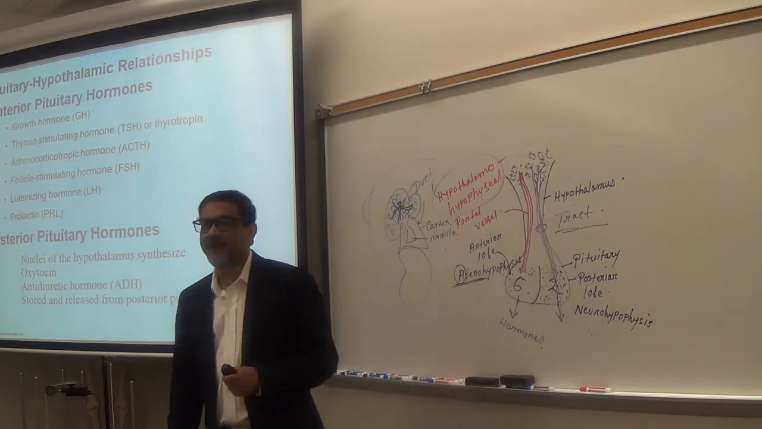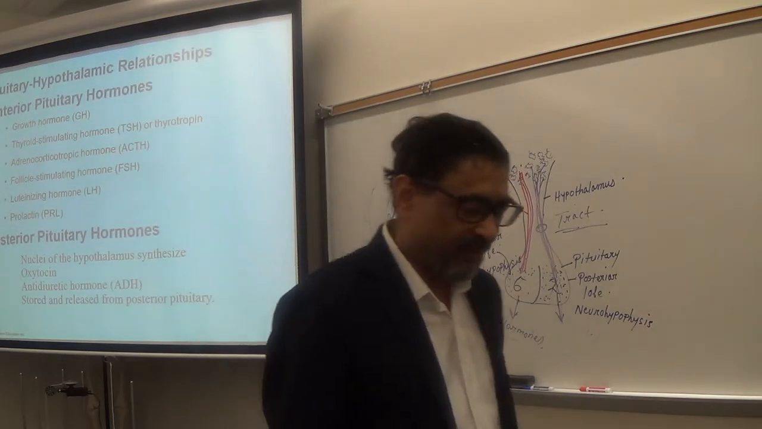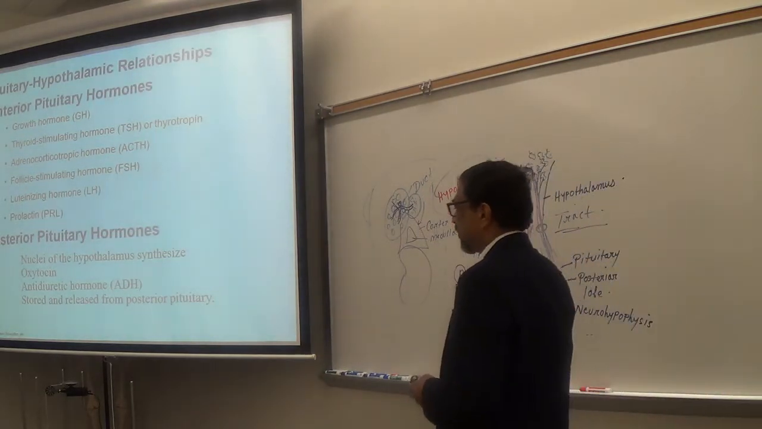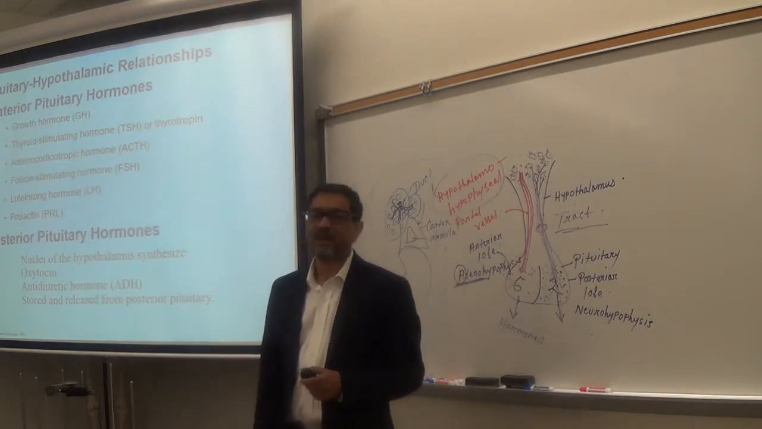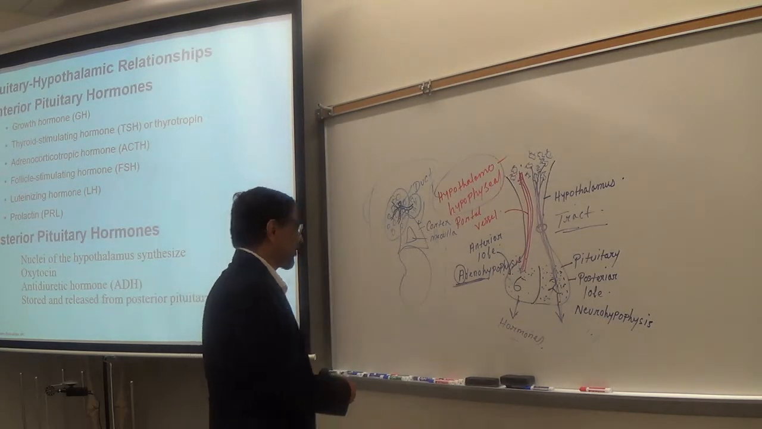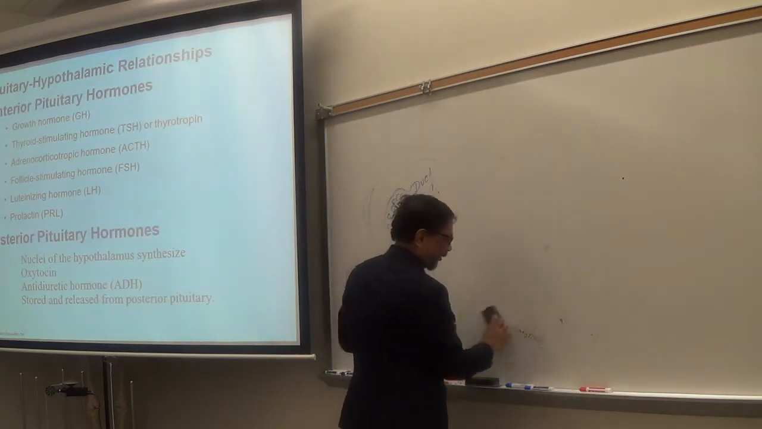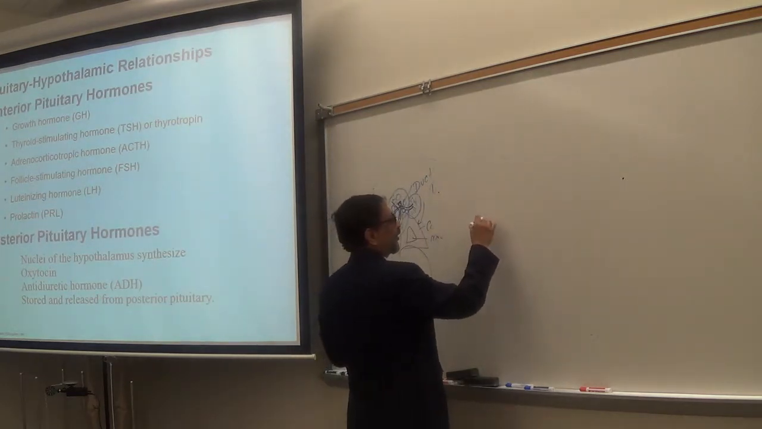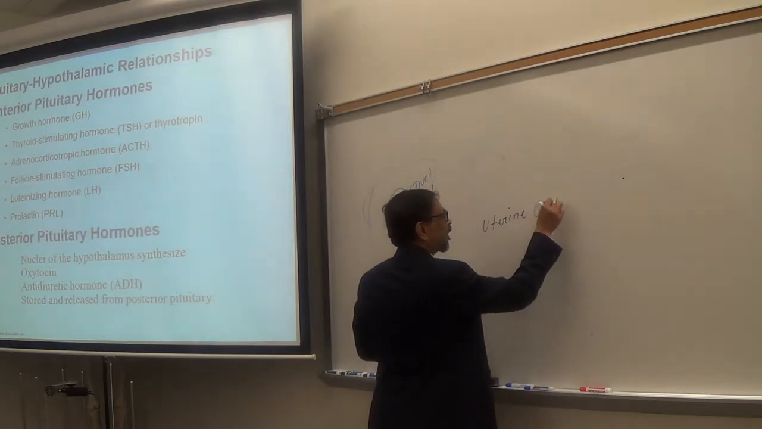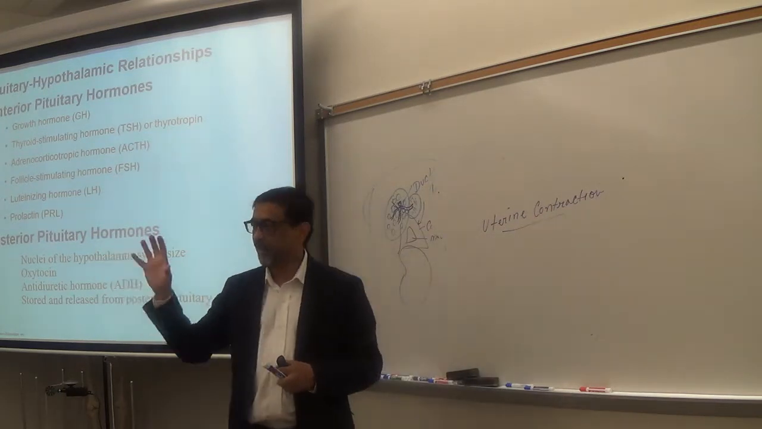Posterior pituitary hormones, how many? 2, right? Those are oxytocin and antidiuretic hormone, or ADH. Oxytocin is very important. Oxytocin has two very important functions. One is uterine contraction of the uterus, very strong uterine contraction.